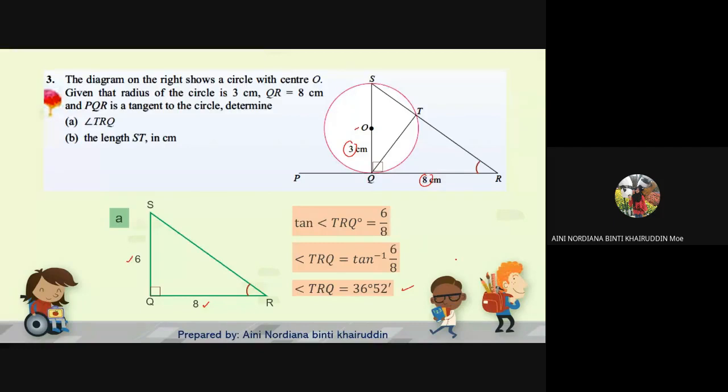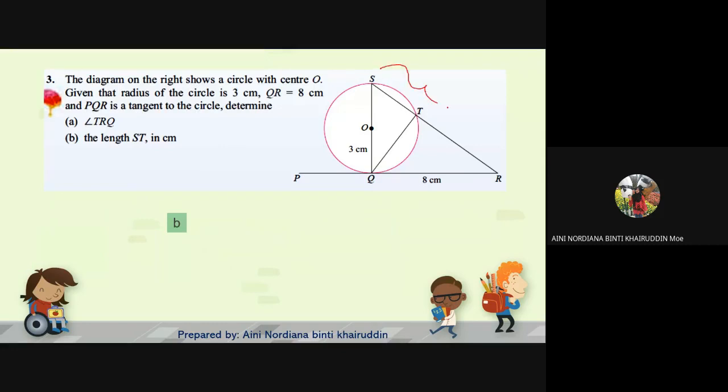Okay, next B, the length ST in cm. So ST is here. First, you need to calculate the length of SR. SR equals square root of 6 square plus 8 square, because you want to calculate the hypotenuse. So square root of 6 square plus 8 square equals 10. So the length of SR equals 10 cm.